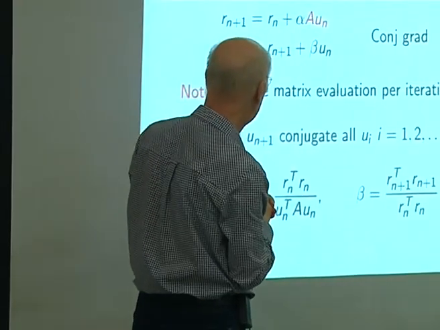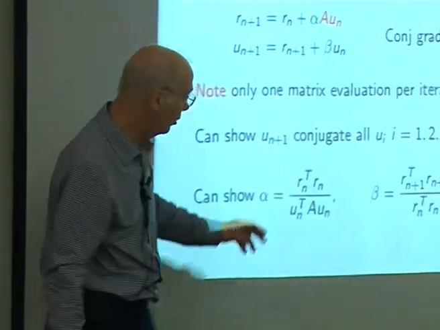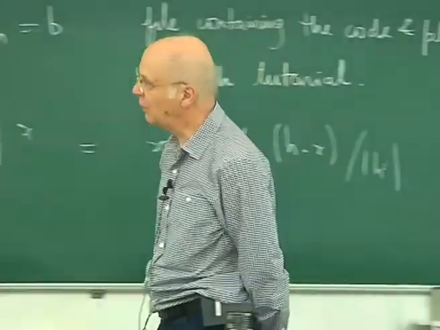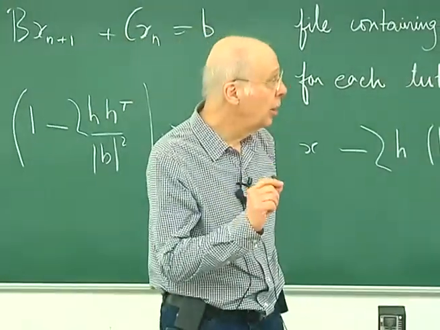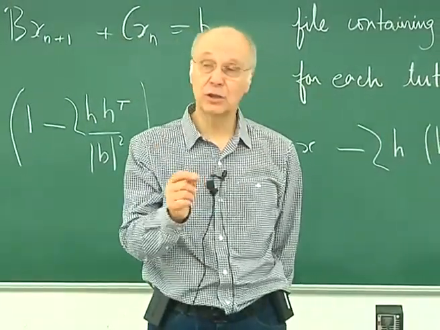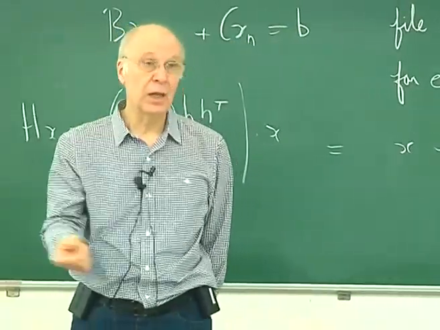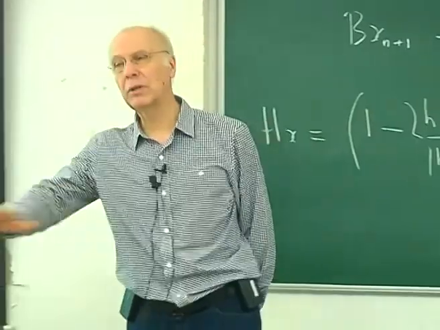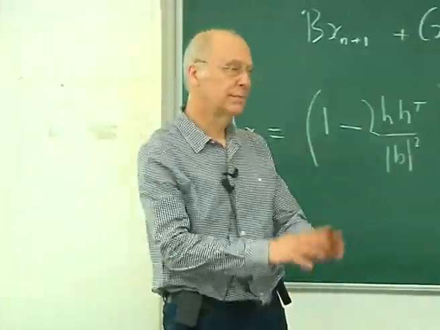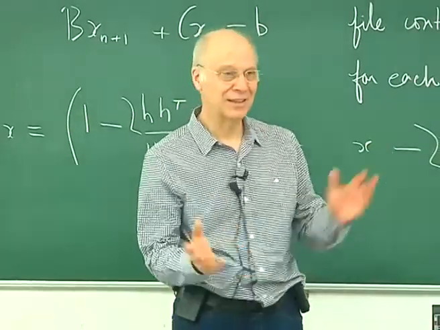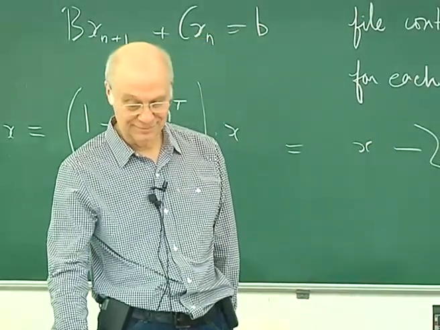Okay. You can actually show there are alternative pretty forms for alpha and beta, and you can show that if un plus 1 is conjugate to un, it is also conjugate to un minus 1, un minus 2, all the previous ones. As you're never going to code this, you don't want to know that necessarily, but it's rather pretty, right?